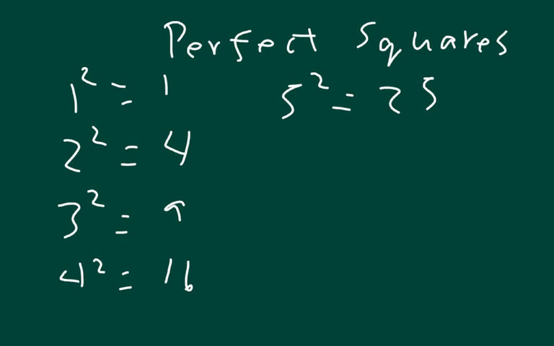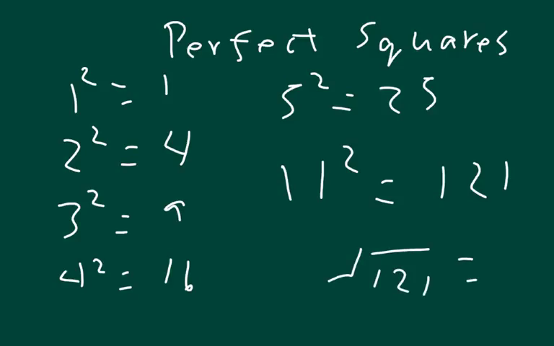Let's just skip over to, say, 11 to the second power, 121. So when we try to find the square root of 121, which would be 11, we know that 121 is a perfect square. But what if we try to find the square root of 122? It's not a whole number. So 122 is not a perfect square.